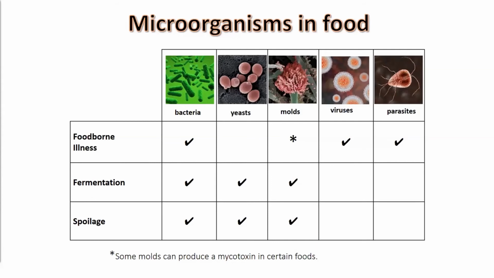Viruses and parasites, these two types of microorganisms, are only associated with foodborne illness. Neither one has the ability to actually increase in numbers in foods, so they don't cause spoilage and they're not used for fermentation, but should they end up in a food product due to cross-contamination, they can cause foodborne illnesses.